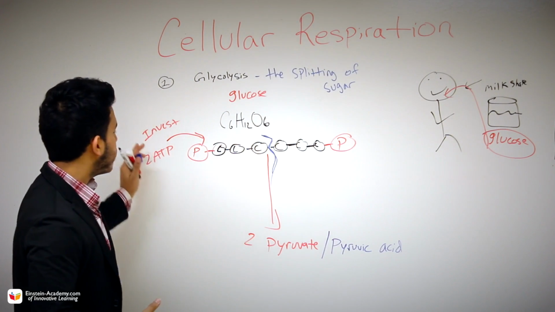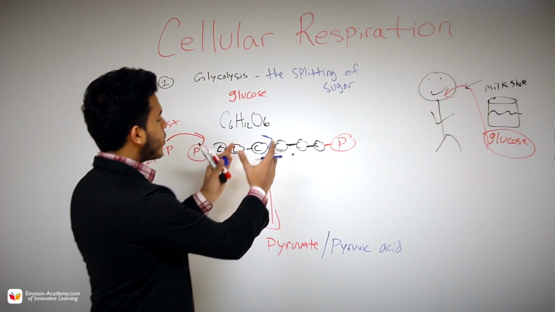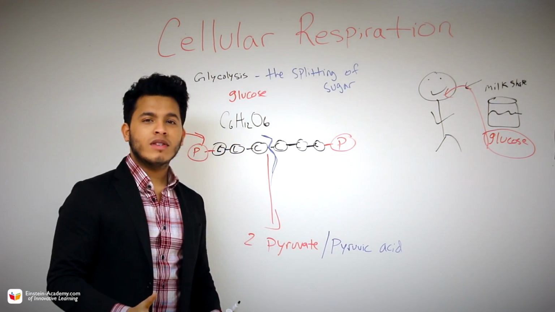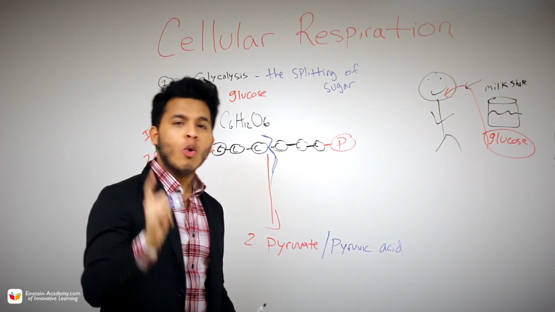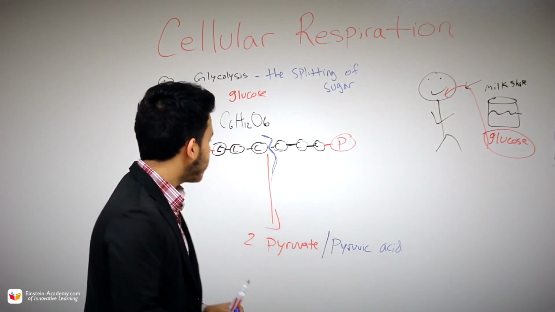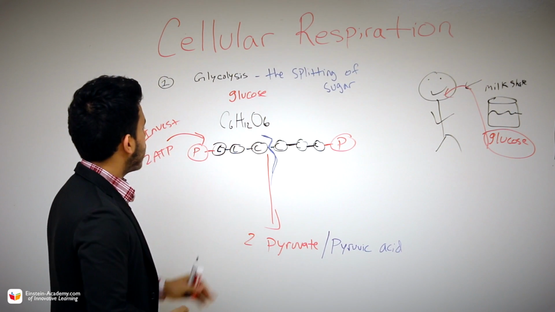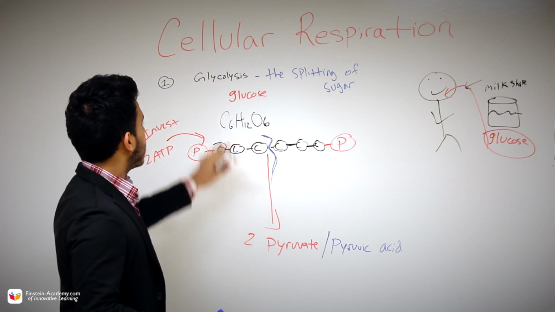How does this happen? Well, you invest 2 ATPs. There's a lot of other things that go on here, but these videos are designed for you to only introduce things that you only need to know for the AP Bio exam. So let's go back over here. What do you actually have to know?